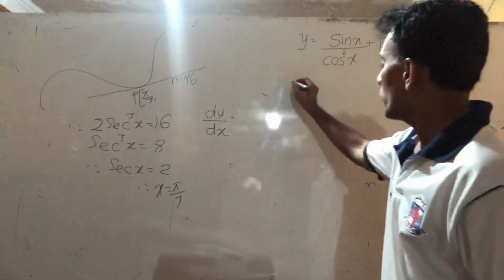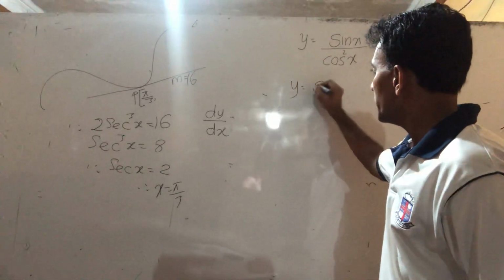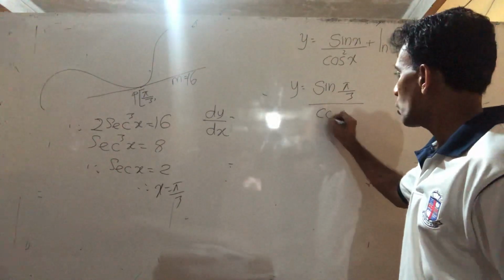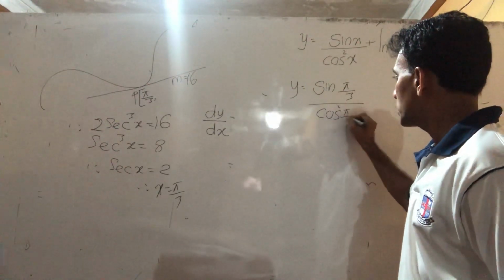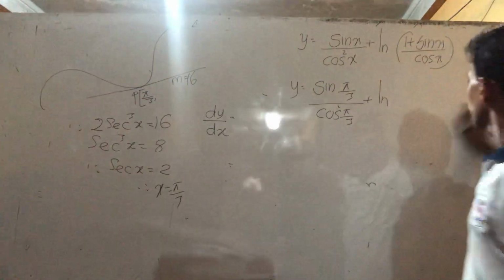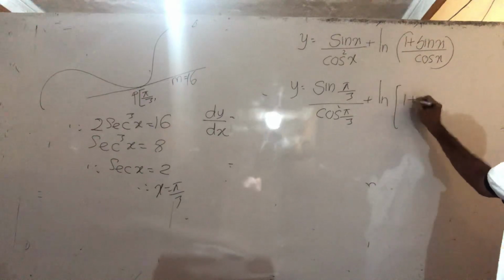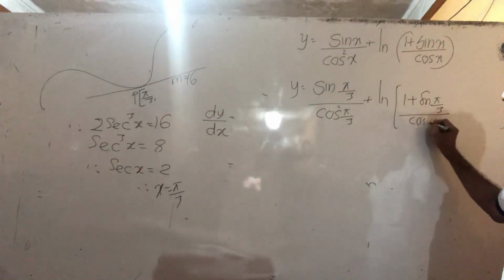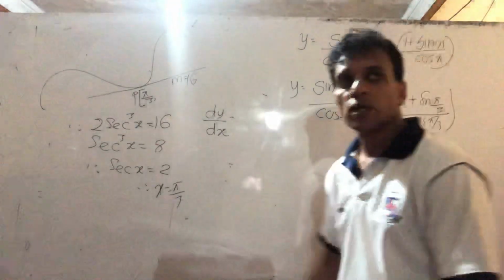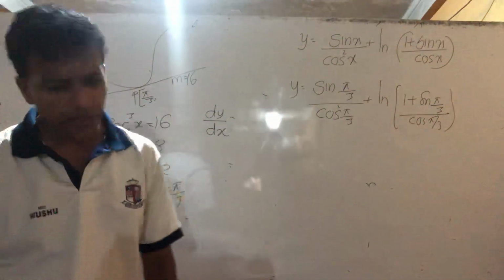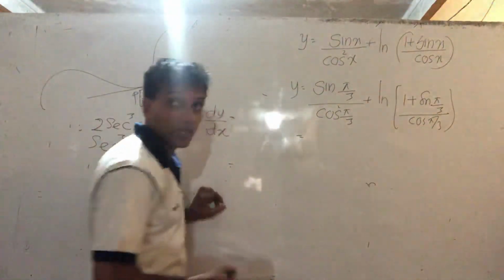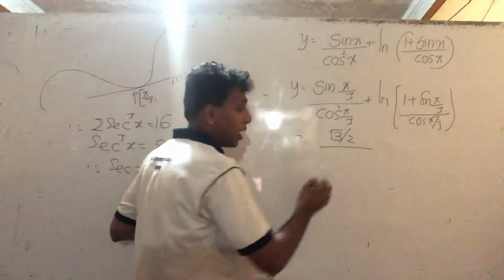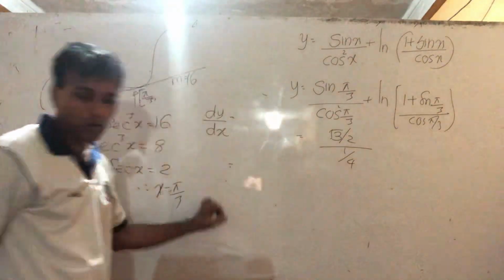Substitute x equal to pi by 3, so y equal to sine pi by 3 cos square pi by 3, plus logarithm of 1 plus sine pi by 3 over cos pi by 3. Interesting question. Now write the value and simplify, you can go to the answer. What is sine pi by 3? Root 3 by 2. Cos square is half into half, 1 over 4.